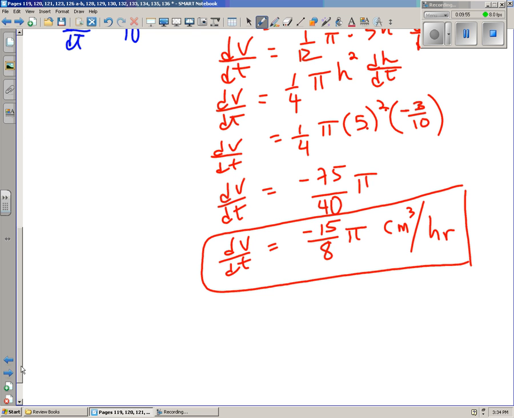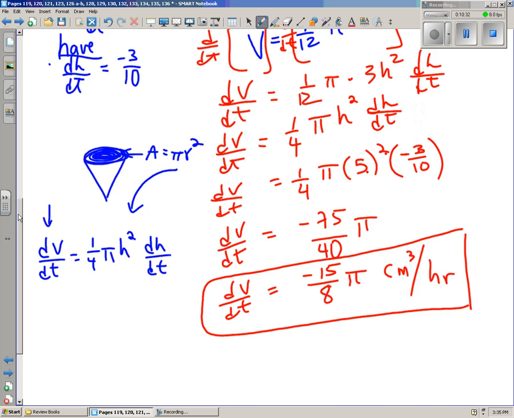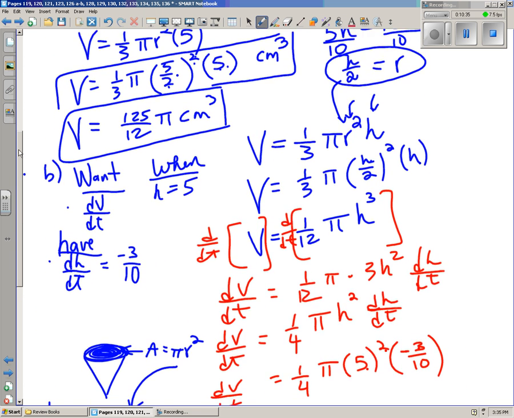dV over dt, that's the rate of change of the volume, was equal to 1/4 pi h squared dH over dt. We want to show that the volume changing has to do with the area of the water. So we're on a cone. The surface of the water is a circle. The area formula for a circle is pi r squared. So now we want to show that there's a pi r squared hidden in here somewhere. So if we go back to our relationship, we knew that the radius was h over 2.